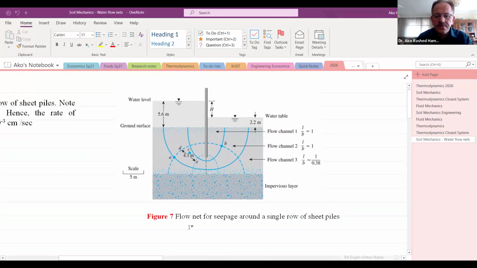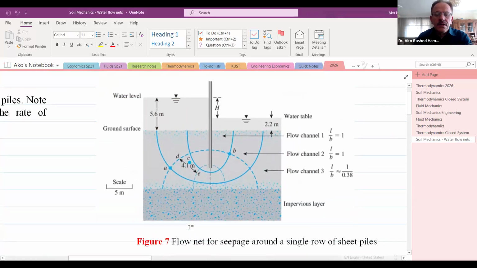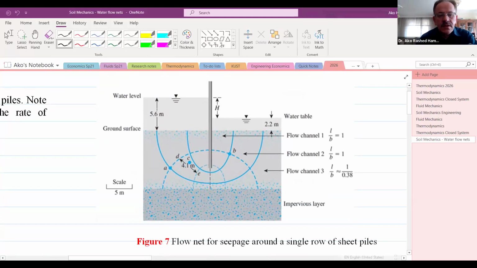Look at this example. That's what I told you. Here h is 5.6 and here h is equal to 2.2. So delta h here, same as previous, is 5.6 minus 2.2, and it is equal to how much? 3.4 meters. Okay. Now the number of flow channels that we have here is 1, 2, 3. Flow channels is 3.